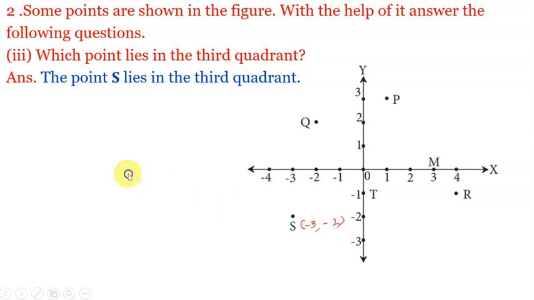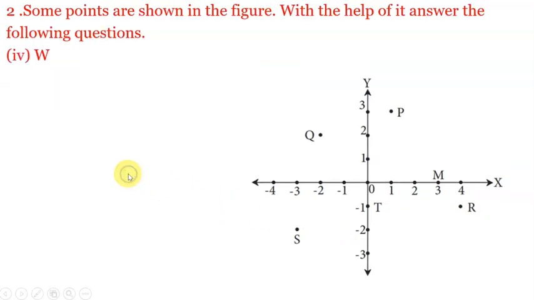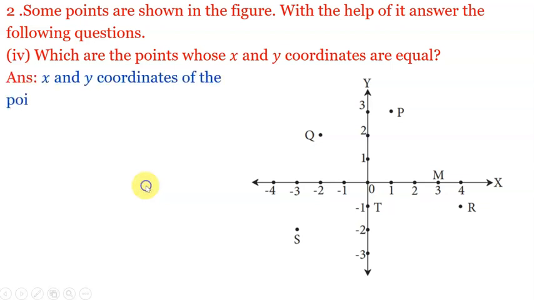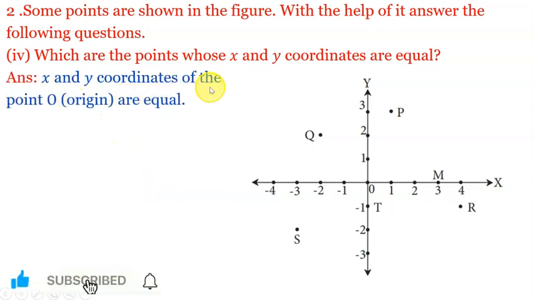Now next, which are the points whose x and y coordinates are equal? Okay, for the x and y coordinates to be equal, that point is the origin. The x and y coordinates of the origin are equal. The origin's x and y are both 0, 0.